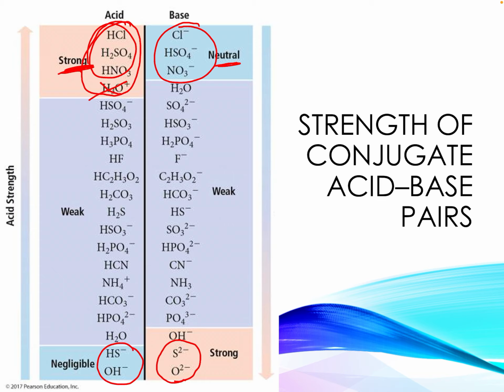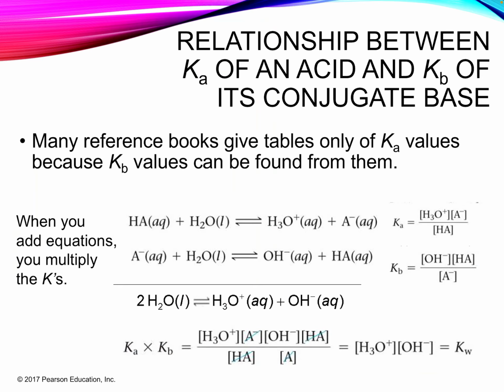But all of these weak acid and weak base combinations in the middle, those are what can affect the pH. So if you have the conjugate acid of a weak base or the conjugate base of a weak acid, those can affect the pH, and they will act as acids or bases in solution. So since these are going to act as acids and bases, we need to figure out what their Ka and Kb values are. A lot of times, our reference books and textbooks will just give Ka values because you can find the Kb values from them.